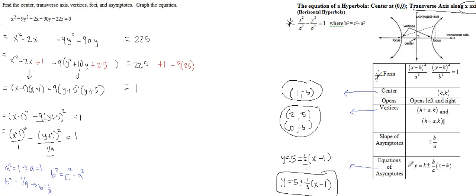And then finding the equation of the asymptote, I took my k, which right here again is negative 5, plus or minus b over a, and again b was 1/3 and a was 1, so if we take 1/3 divided by 1, we just get 1/3 times x minus h, and h again was a 1. So that was my final equations of the asymptotes. This is two equations because we have the plus and the minus here.